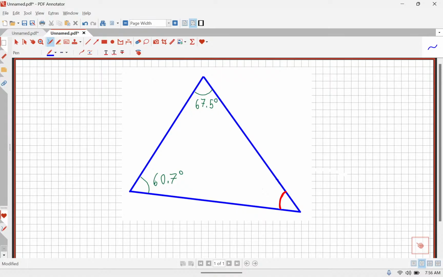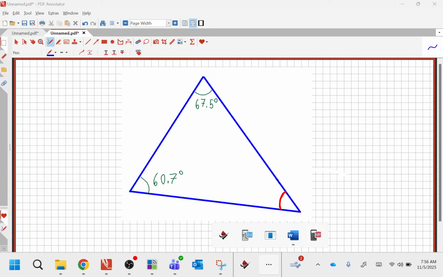Take them away from 180. That's exactly right. There's a couple ways to do this. A lot of people will add those numbers and take it away from 180. That totally works. But it works just as well to subtract them away from 180 degrees. I'm going to fire up the old calculator here. I think. Did I push the button? It looks like it did.